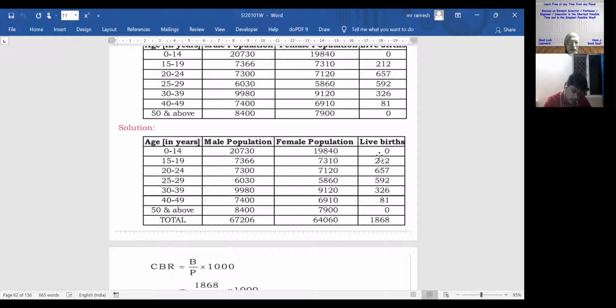No, you have to add all of them except the first one, which is for 0 to 14 years. Yeah, that only I told, sir. Last one is 50 and above. We should not add that. First one and the last one you are not adding, but others are coming in 15 to 49. So 15 to 19, 20 to 24, like that, 40 to 49. So those things you have to add. 7,310.